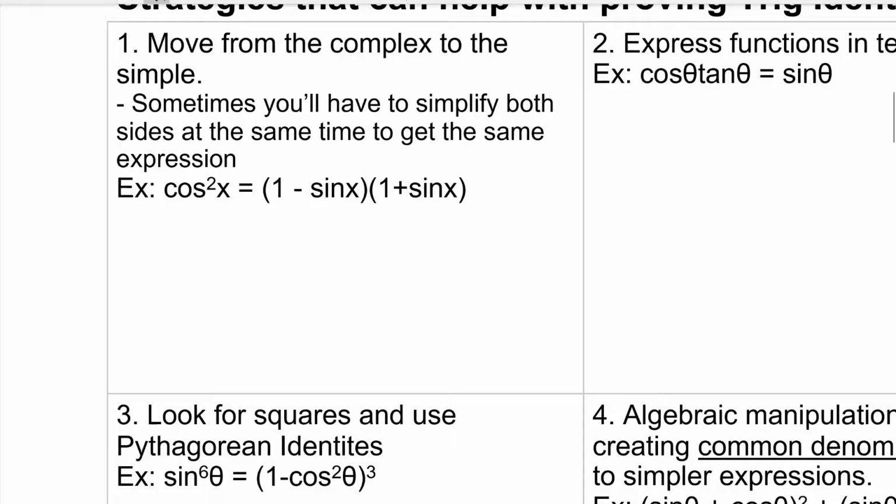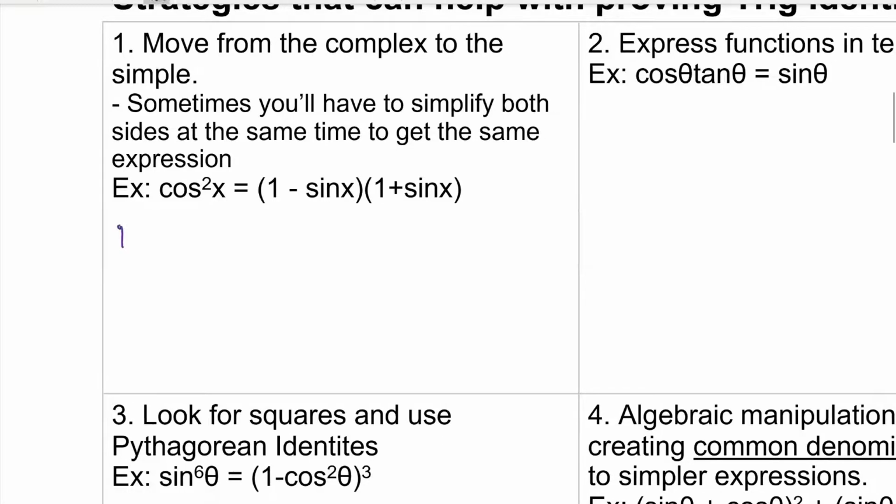So what I mean by that is over here in our example, I have cos squared x equals 1 minus sine x times 1 plus sine x. So on the left side of my equal sign, I have just one statement. And that definitely is more simple than on the right side where I have 2 statements in brackets multiplied by 2 statements in brackets. So it's a lot easier for us to start with something more complex and break it down.